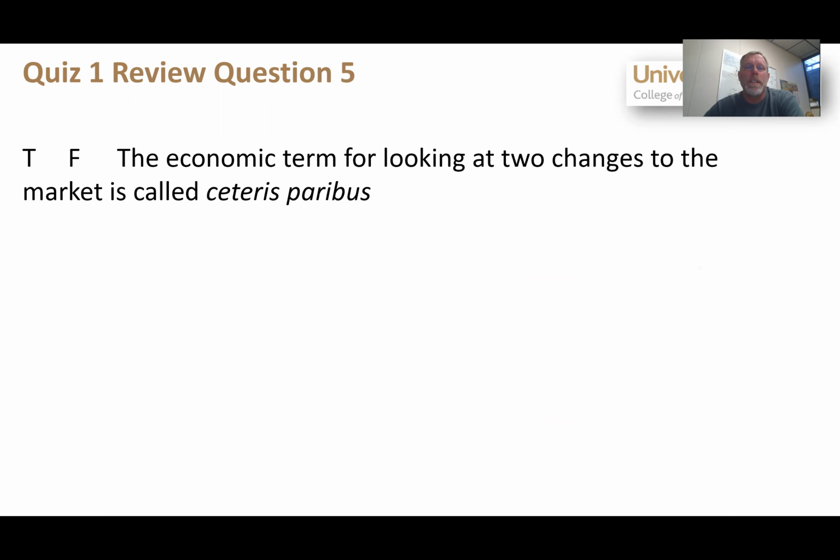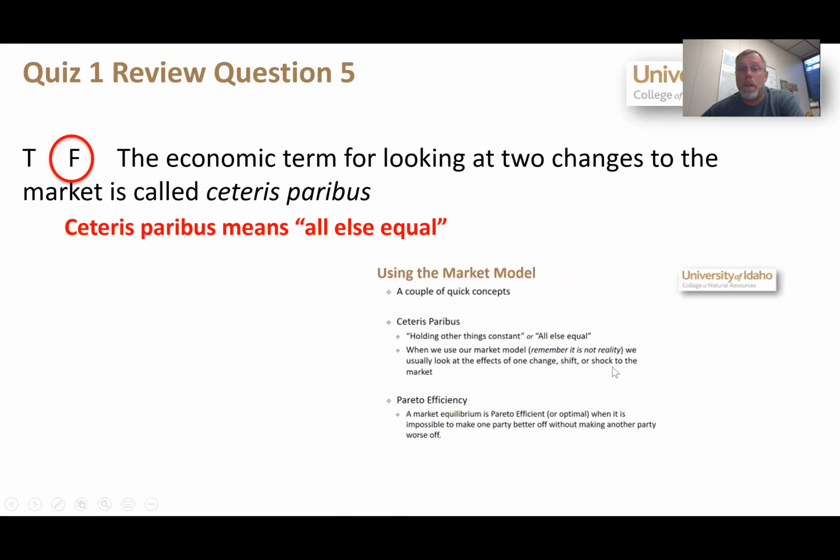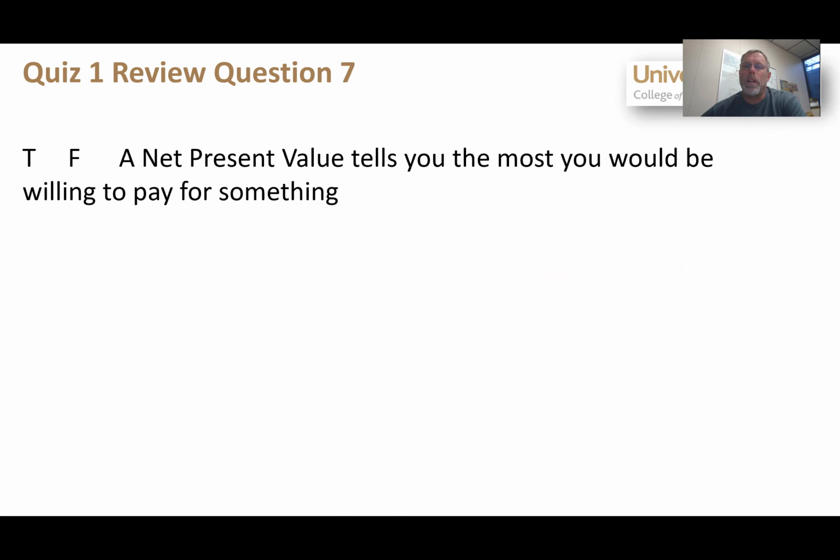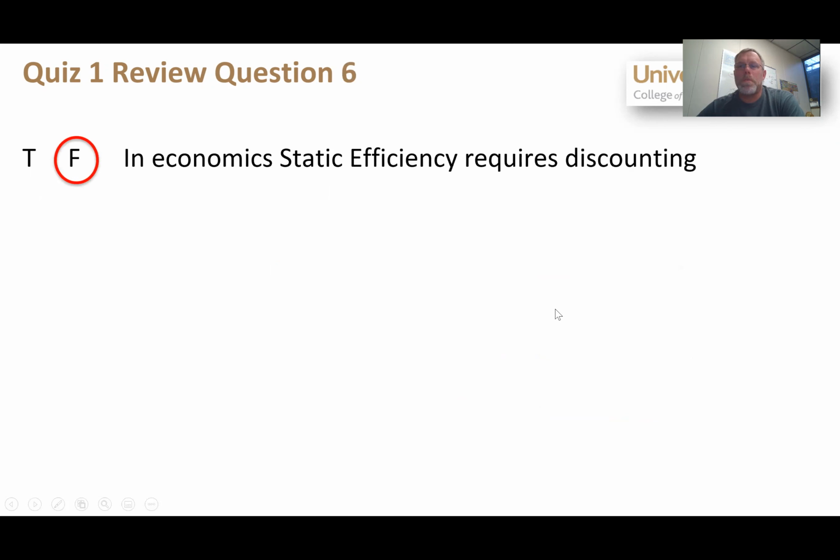Question 5 here. The economic term for looking at two changes to a market is called ceteris paribus. No, ceteris paribus means all else equal, or look at one change in a market. Okay, number 6, in economics, static efficiency requires discounting. Right, false.